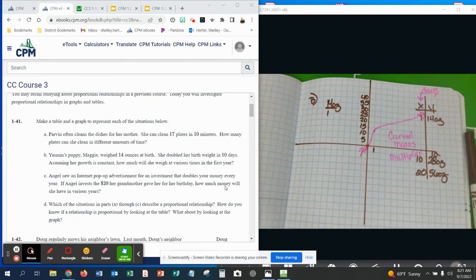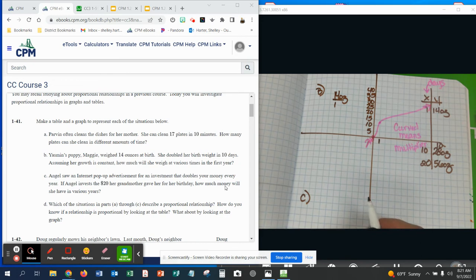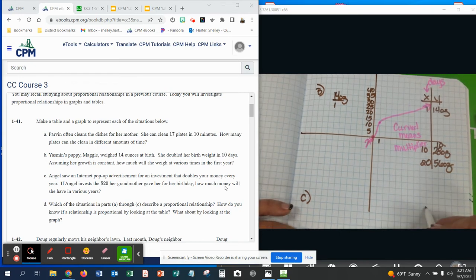All right, here's C. Let's take a look at C. C is different. C says, Angel saw an internet pop-up advertisement for an investment that doubles your money every year. If Angel invests $20 of her grandmother's money that her grandmother gave her for her birthday, how much money will she have in various years? First thing we do, X and Y table.